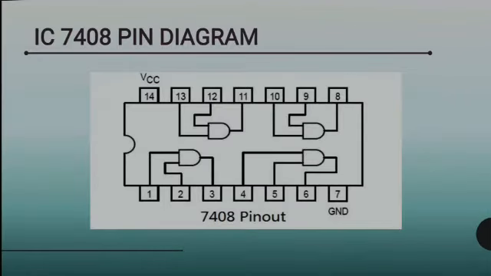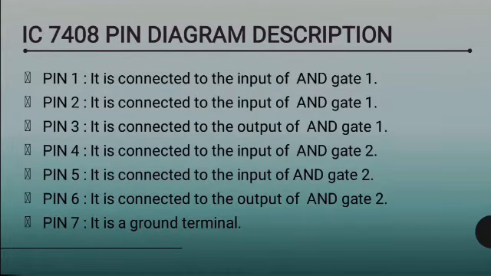This figure shows the pin diagram of IC 7408. Pin 1 and pin 2 are the inputs of AND gate 1 and pin 3 is the output of AND gate 1. Similarly, pin 4 and pin 5 are the inputs of AND gate 2 and pin 6 is the output of AND gate 2. Pin 7 is the ground terminal.